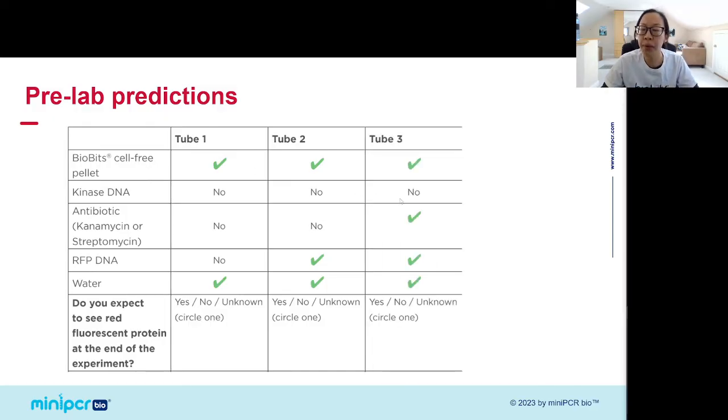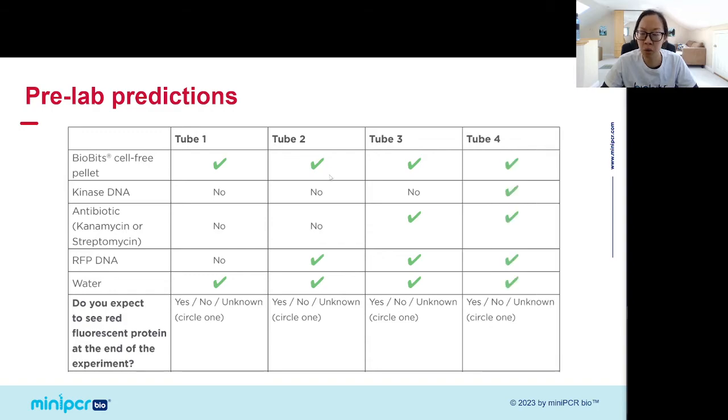In tube 3, we added the RFP DNA as well as one of the antibiotics to our BioBits pellets. Again, like I mentioned before, both of these added antibiotics, either kanamycin or streptomycin, depending on which one you're doing, will inhibit the ribosomes. So based on that info, will we see RFP? Yes or no, and why?